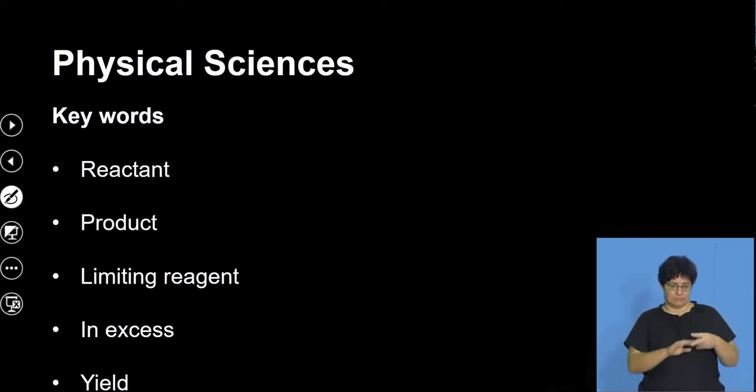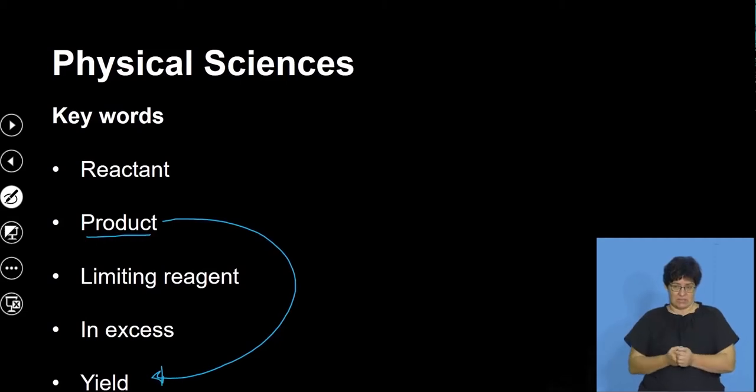What are some of the keywords? Reactant, products, limiting reagent. When we say something is in excess, what exactly are we talking about? We also talk about the yield in terms of the product. So these two terms are actually related to each other. If one reactant is a limiting reagent, the other one must be in excess. So these are some of the key terms that we're going to focus our attention on.